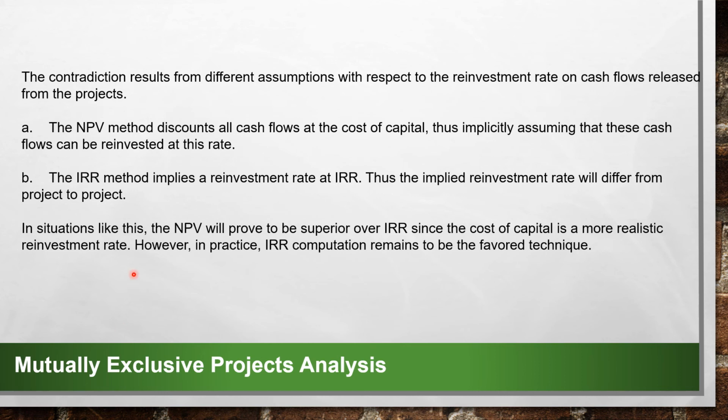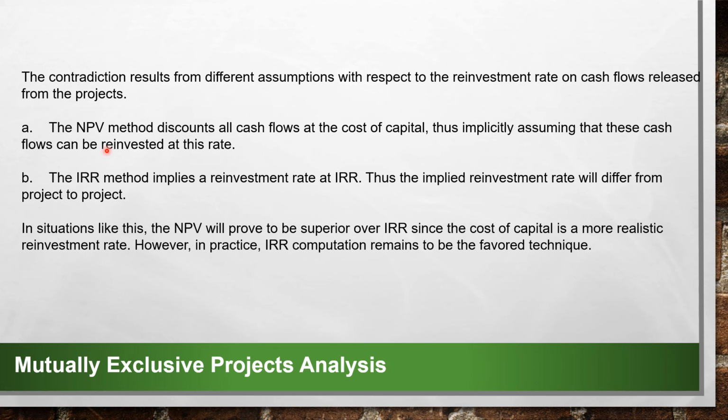So where do these contradictory results come from? It is basically on these two reasons. First, the NPV method discounts all cash flows at the cost of capital, so NPV implicitly assumes that these cash flows can be reinvested at the cost of capital. However, the IRR method implies a reinvestment rate at the IRR. Therefore, the implied reinvestment rate will differ from project to project. So in these situations, NPV will prove to be superior over IRR since the cost of capital is a more realistic reinvestment rate.